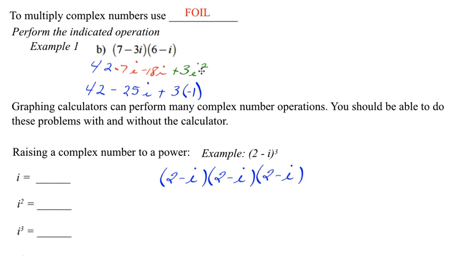And i squared is the same as the square root of -1 times the square root of -1, which is just -1. The radical drops out. So this is really a -3. And 42 minus 3 gives us 39, and then we have -25i. Remember, it's the real part first, then the imaginary part.